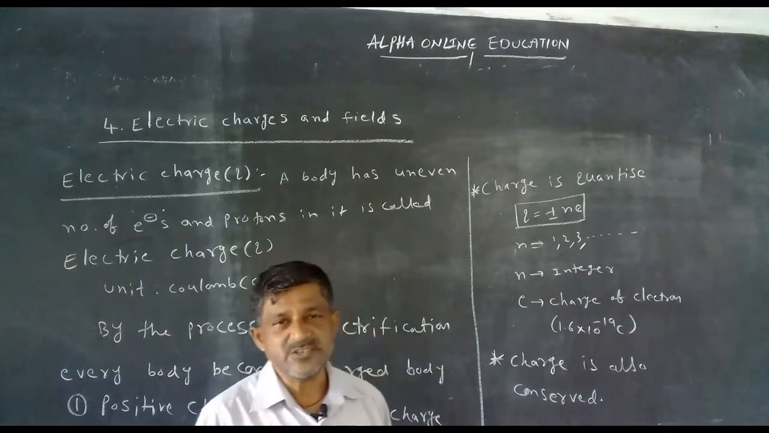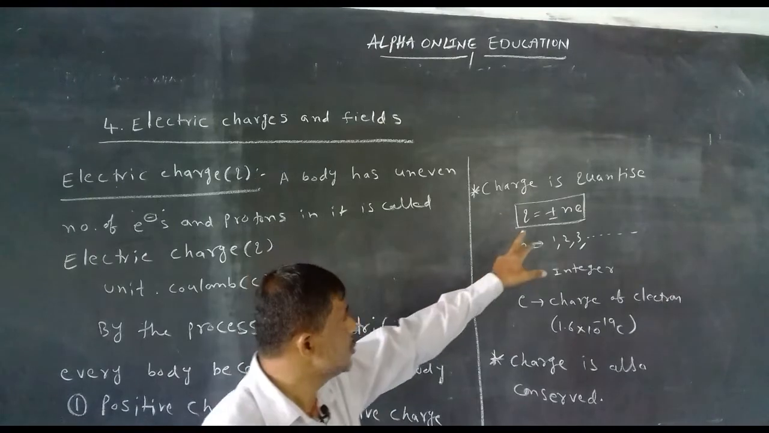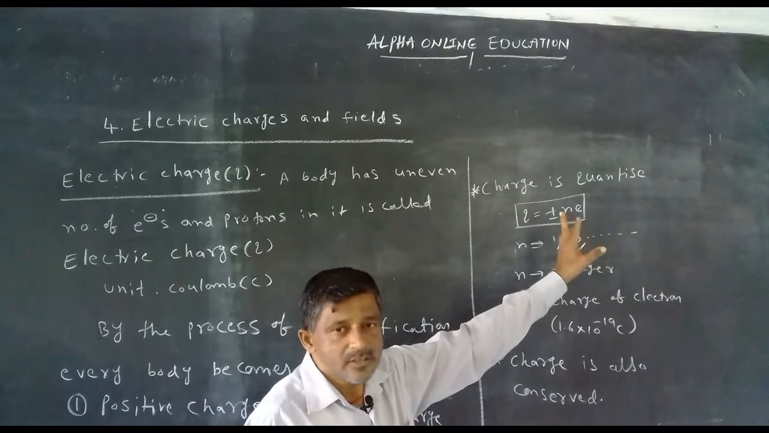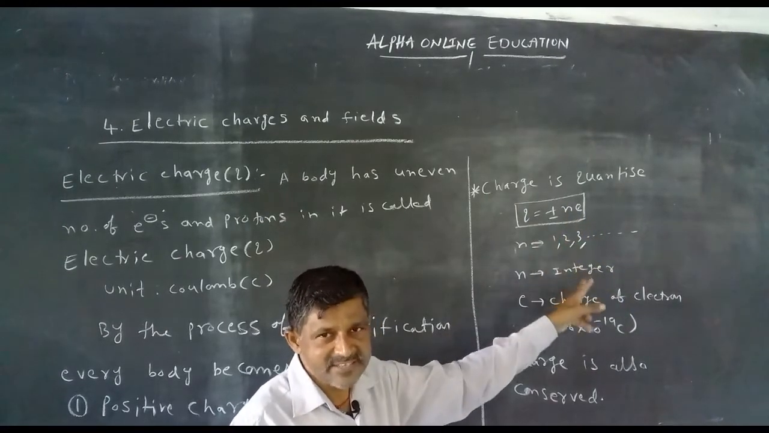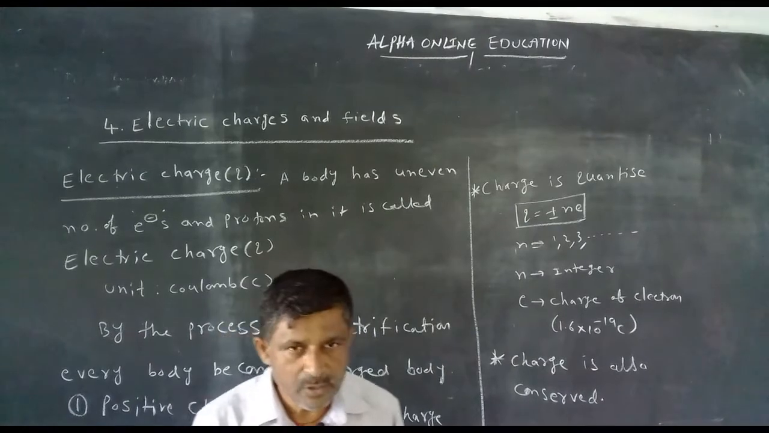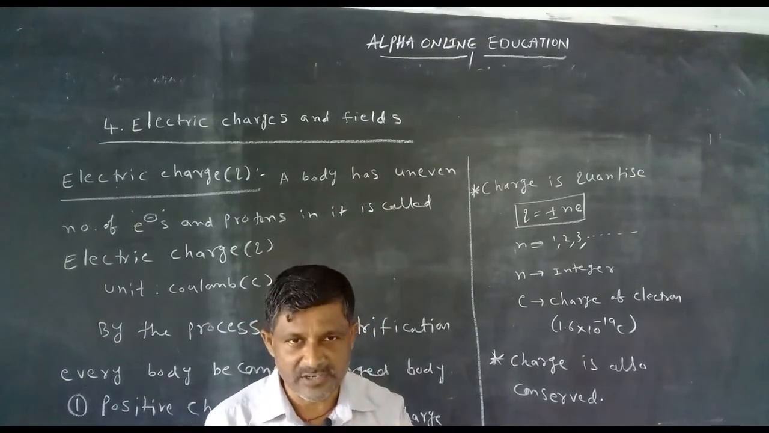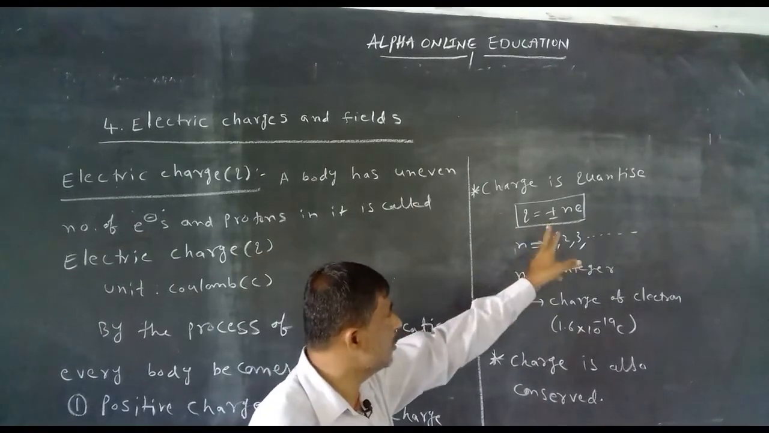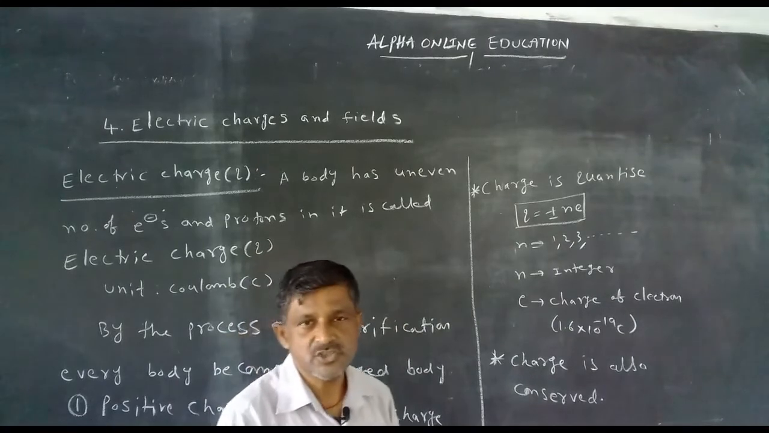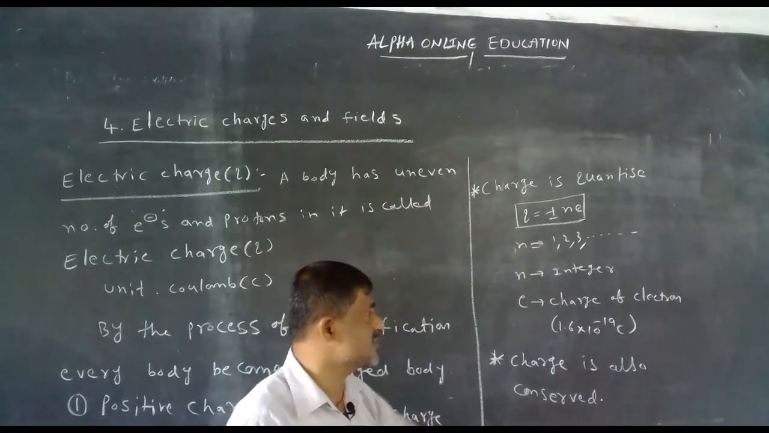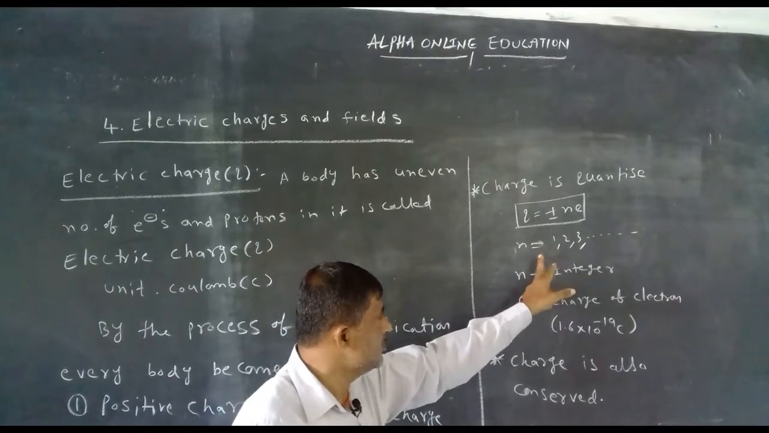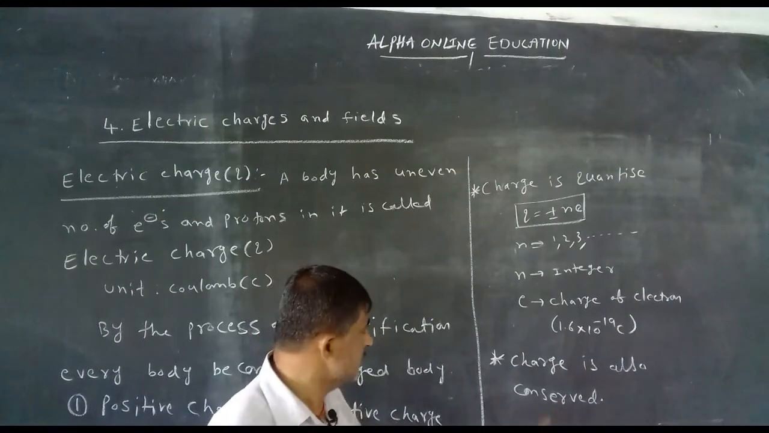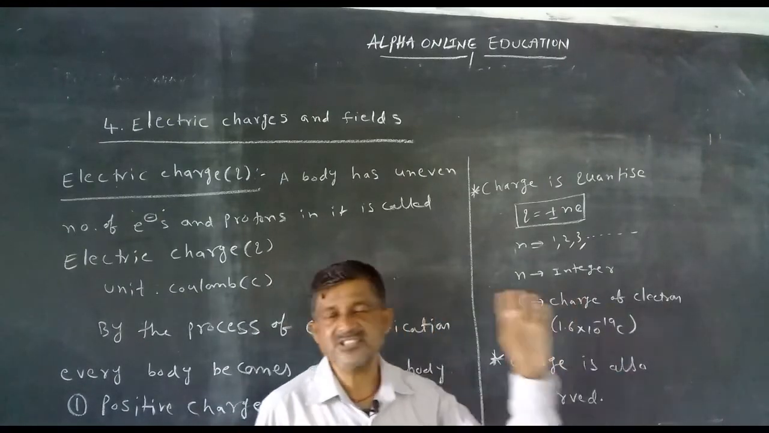Now, the mathematical expression for the charge being quantized is Q equals plus or minus n e. Why plus or minus? Plus means positive charge, minus means negative charge. If the object lost 2 electrons, Q is equal to plus 2e. If it gained 2 electrons, Q is equal to minus 2e. That's why the charge is quantized, and this is the mathematical expression. n is the integer, 1, 2, 3, 4, and so on. e is the charge of the electron. We know the charge of the electron is 1.6 times 10 to the power of minus 19 coulomb.